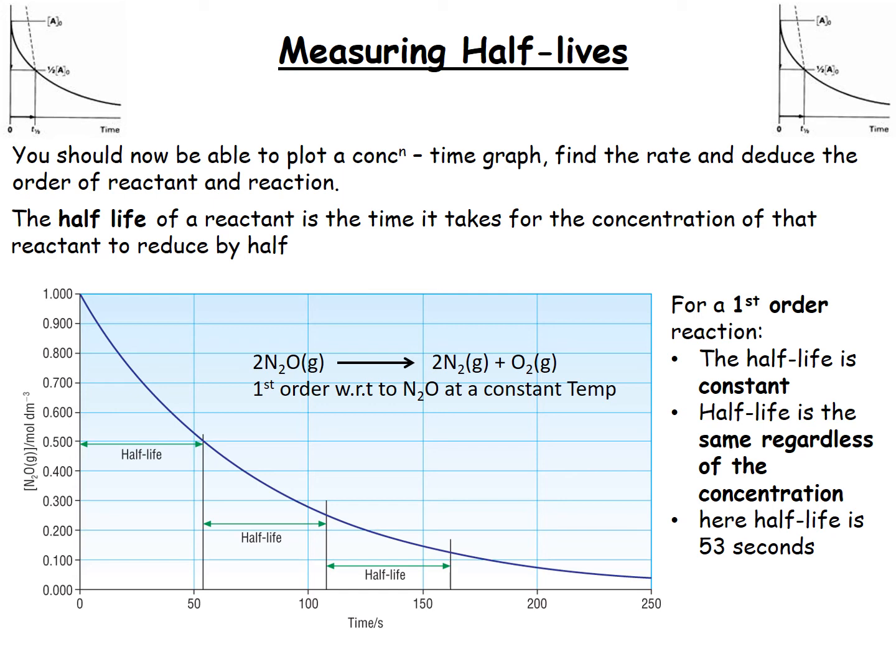So for a first order reaction, the half-life is constant. If the concentration reduces by half in 10 seconds, then to reduce it by half again, it will take another 10 seconds. So half-life is the same regardless of the concentration. Here the half-life is 53 seconds and it's consistently 53 seconds.